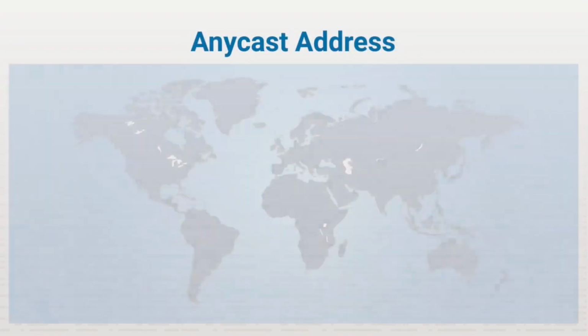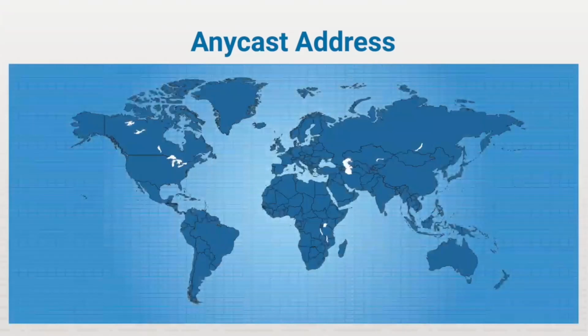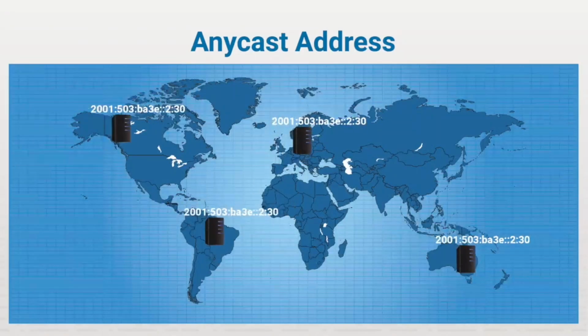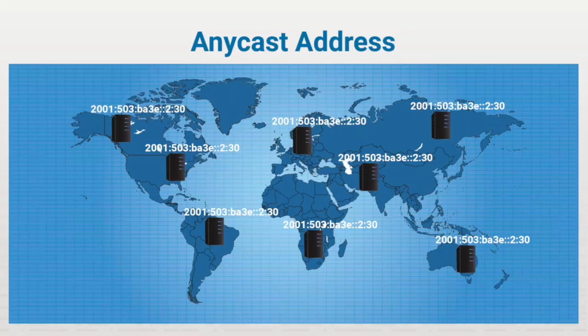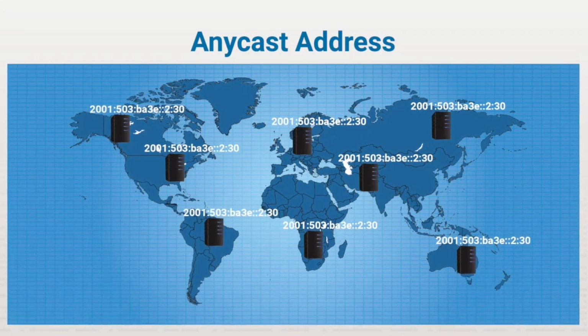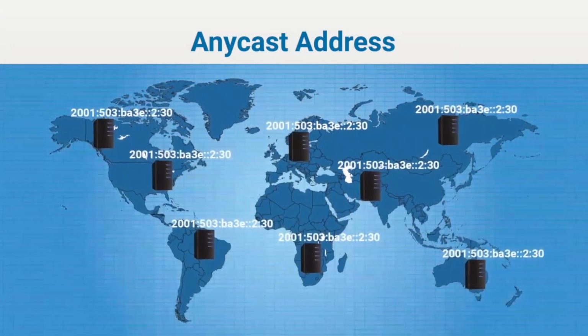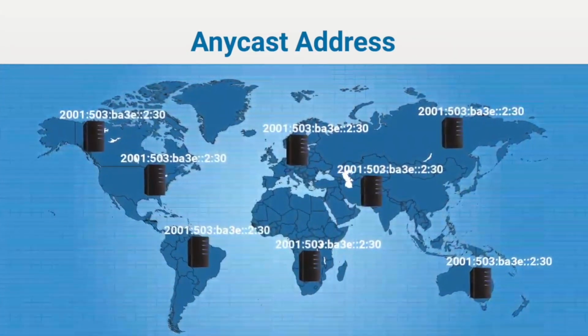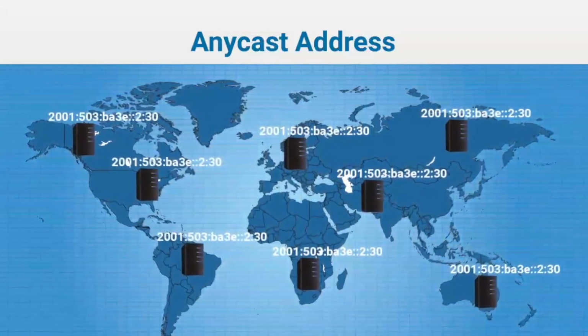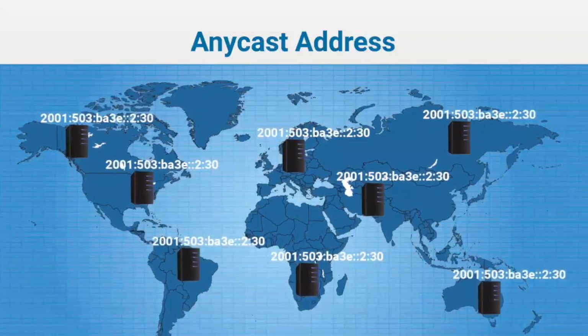Next, we have Anycast addresses. An Anycast address is a unicast address that's assigned to multiple devices. Packets sent to an Anycast address are routed to the nearest interface. One example of Anycast being used is with root DNS servers, where it's possible to have multiple copies of these servers spread out across the globe and DNS requests routed to the nearest root server.